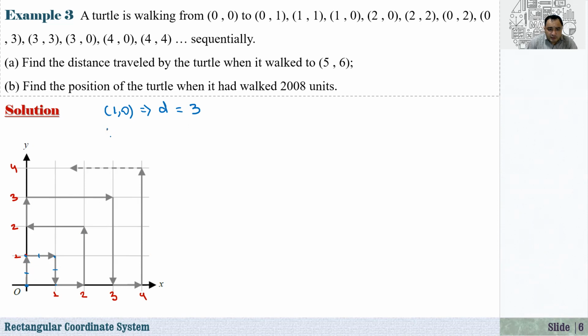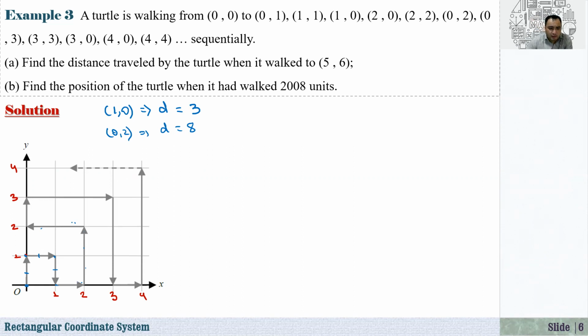Now, how about if its position is at (2, 0)? Let's say if it is (2, 0), it's just 2 squared, right? However, if it is (0, 2), we will continue, right? Here we have 3, 4, 5, 6, 7, 8. So it travels 8 units. That means that if its position is at (0, 2), the turtle has already traveled 8 units.